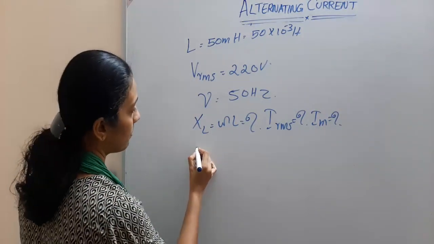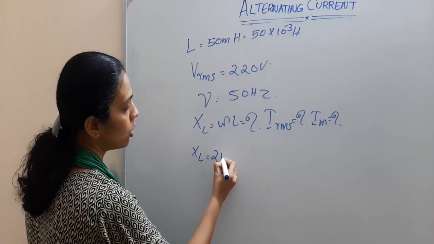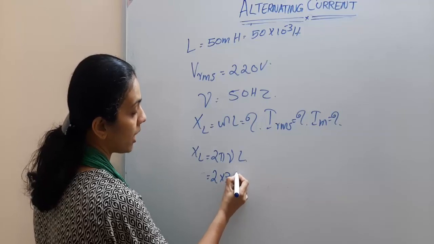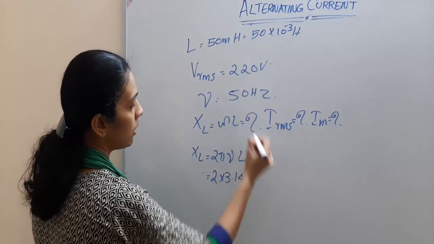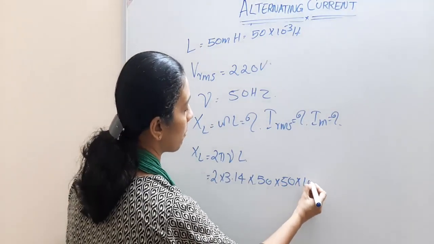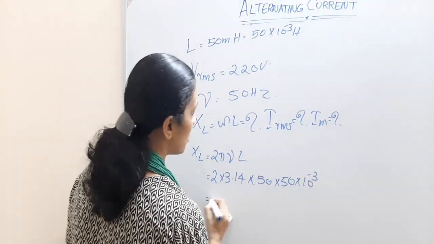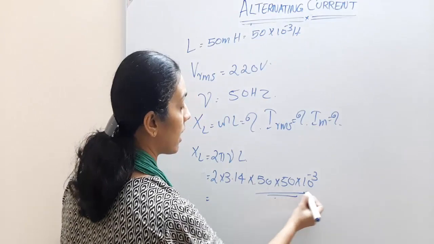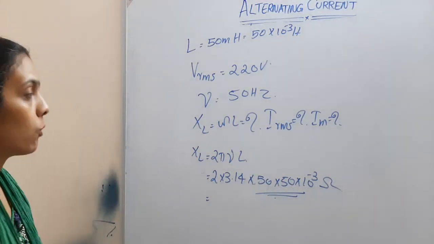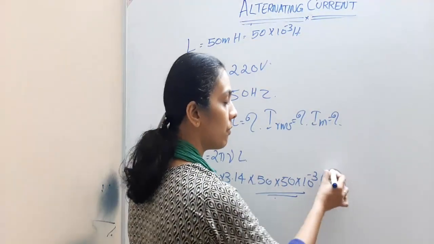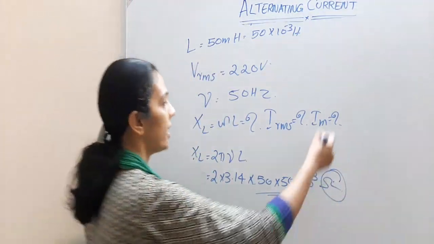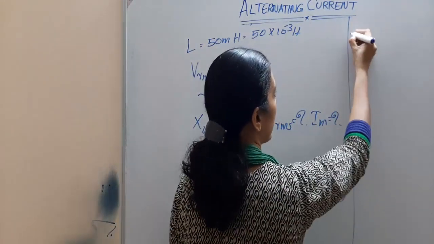See, XL will be equal to 2 pi into nu into L. 2 into, what is the pi value? 3.14. Nu is 50, into 50 into 10 to the power minus 3. While you are solving, you will get the final answer. Clear? What is the unit of XL? This is the unit of resistance, ohm only. Okay.